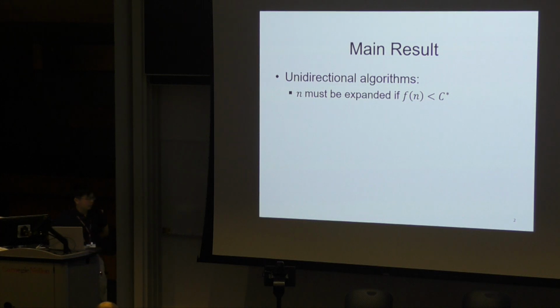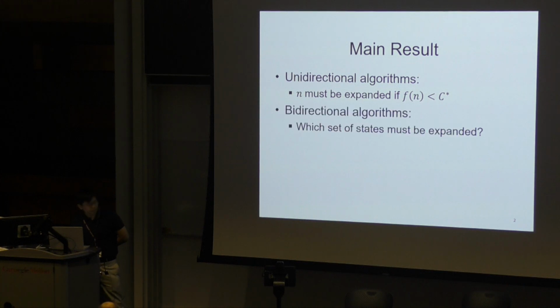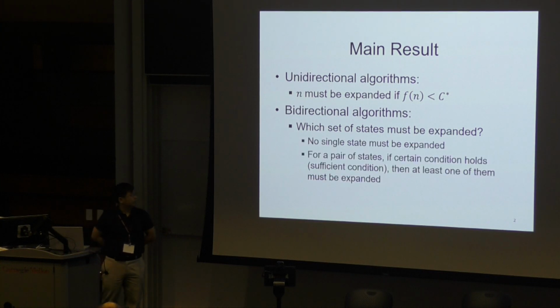We know that for unidirectional search algorithms, if the f cost of a state is less than C star, then such a state must be expanded. But the question is, what about bidirectional algorithms? Is there any set of states that must be expanded by all algorithms? Our paper answers this question. In short, there is no single state that must be expanded by all algorithms, but we can say something about pairs of states. We will come back to this later.